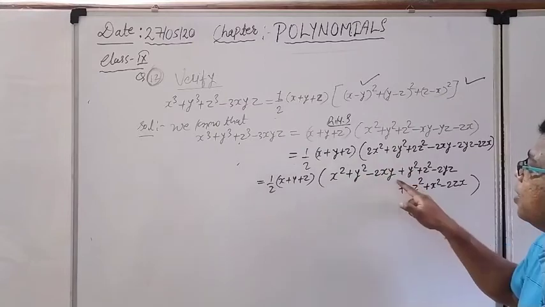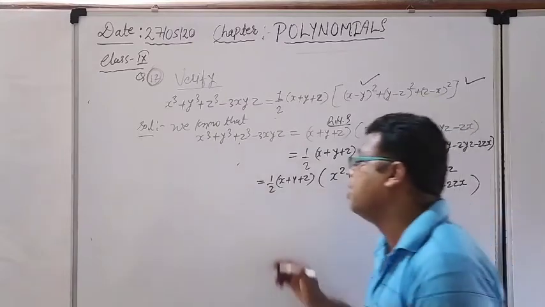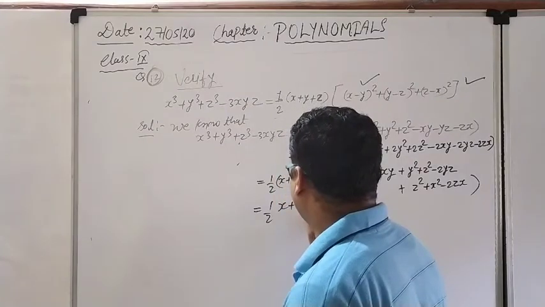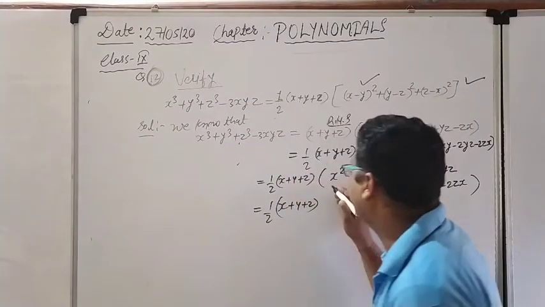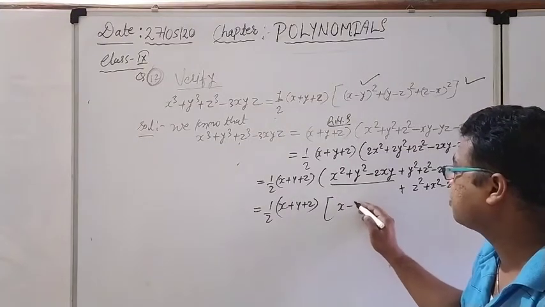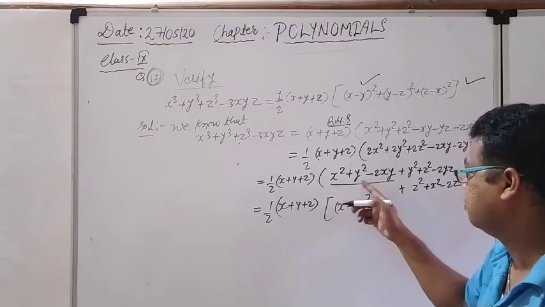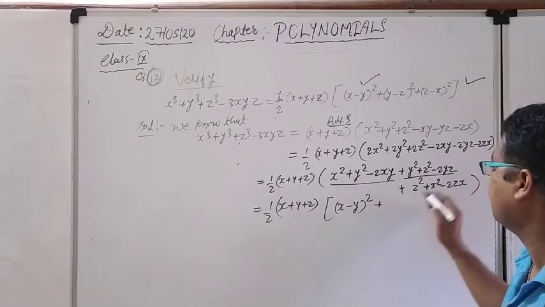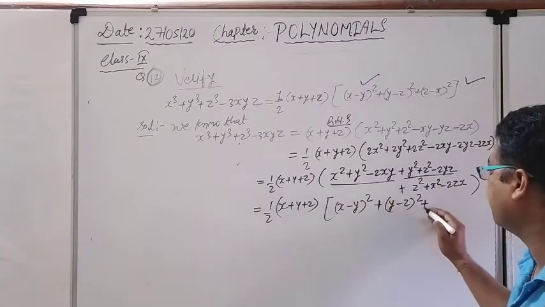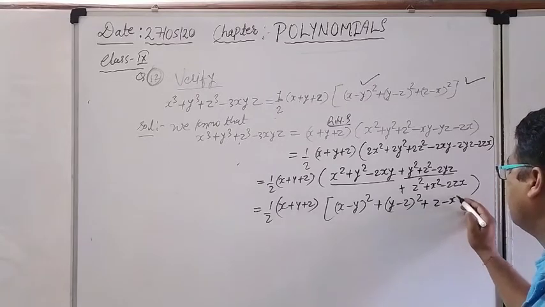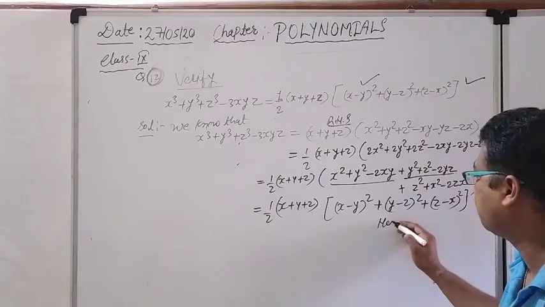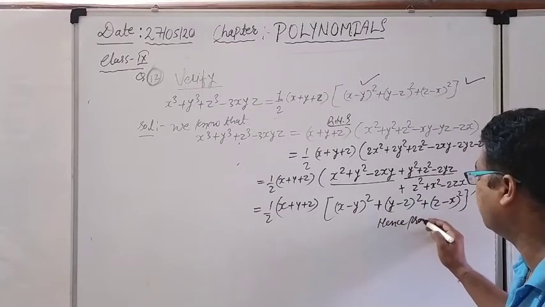If you add these, you will get the same thing again. Meaning, right now this can be written as, look here, x square plus y square minus 2xy. This can be written as x minus y whole square, this can be written as y minus z whole square, and this can be written as z minus x whole square. And actually this was the requirement of the question, so from here we can write down as proved.